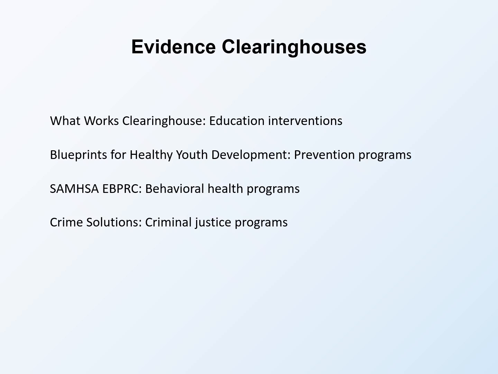CrimeSolutions, operated by the National Institute of Justice, reviews criminal justice programs. Interventions receive ratings of effective, promising, or no effects based on available research. Check this clearinghouse for any programs related to justice involvement, re-entry, or crime prevention. When your proposed intervention appears in these clearinghouses with positive ratings, prominently feature this in your proposal. Clearinghouse endorsement provides third-party validation that can strengthen your application significantly.